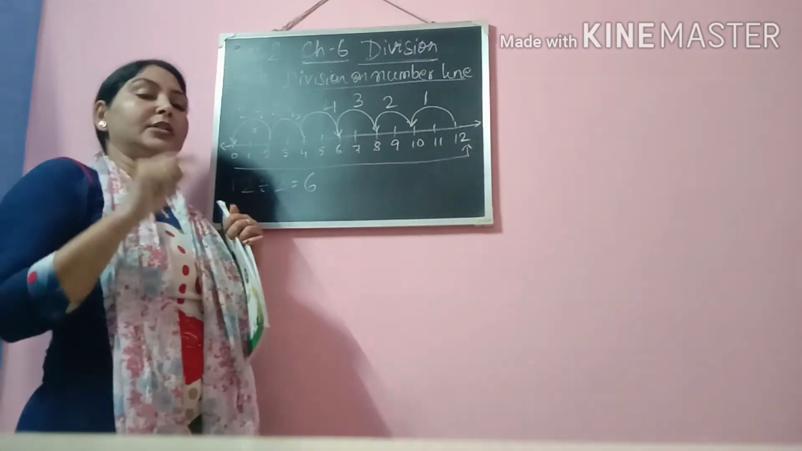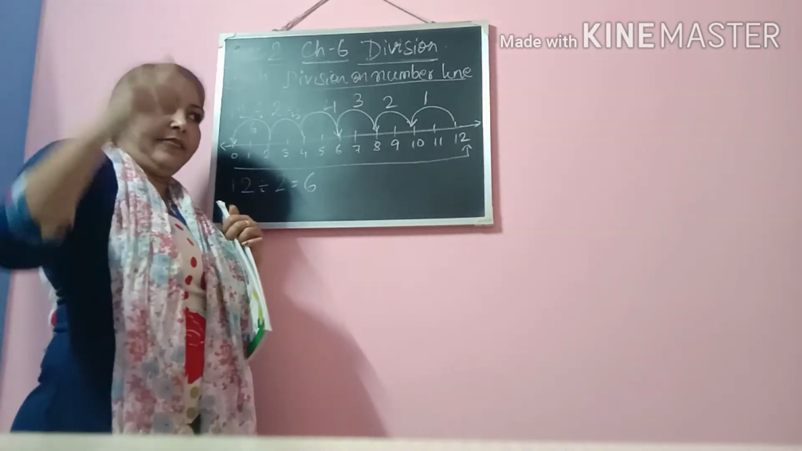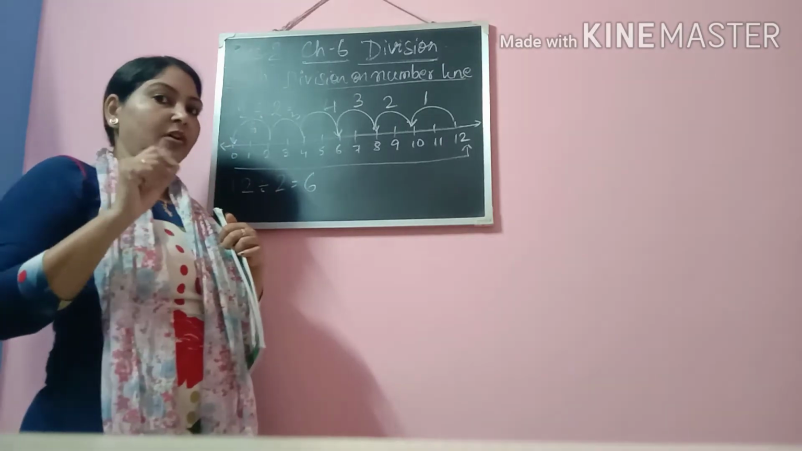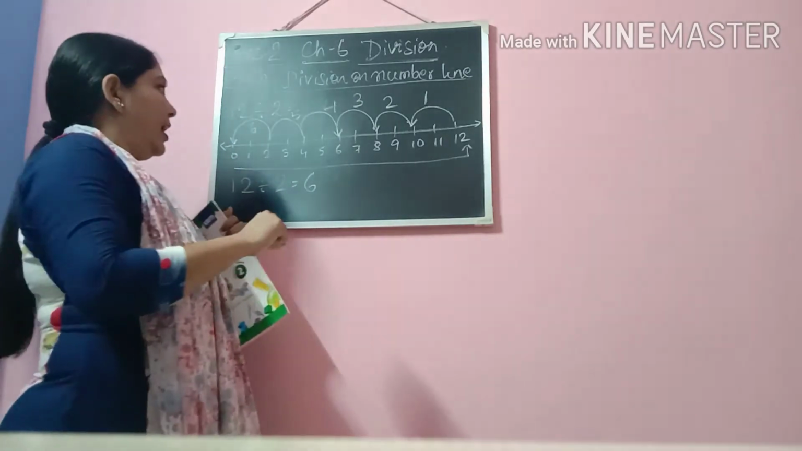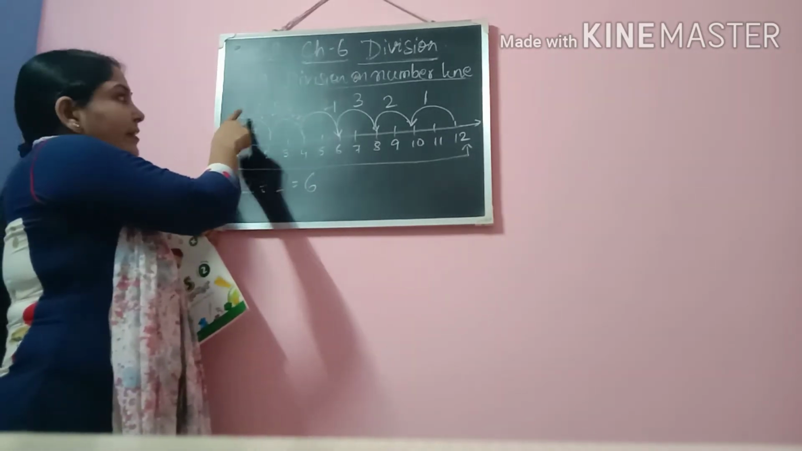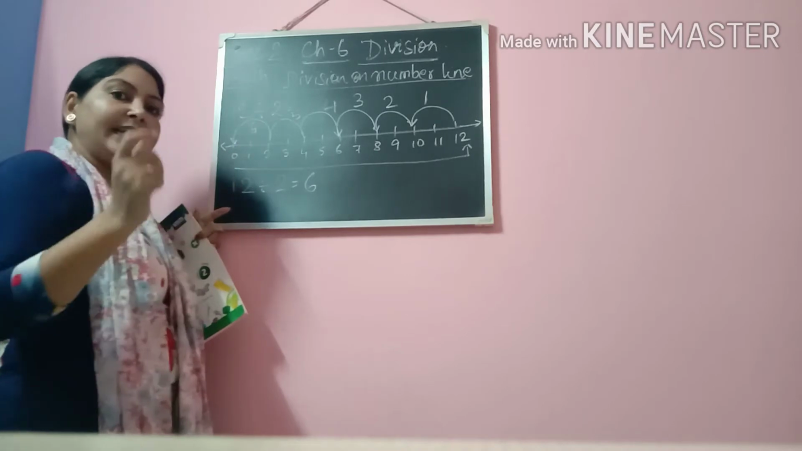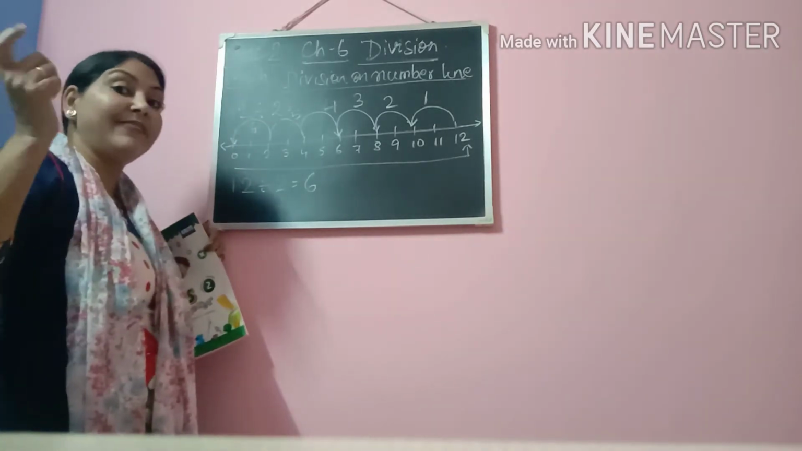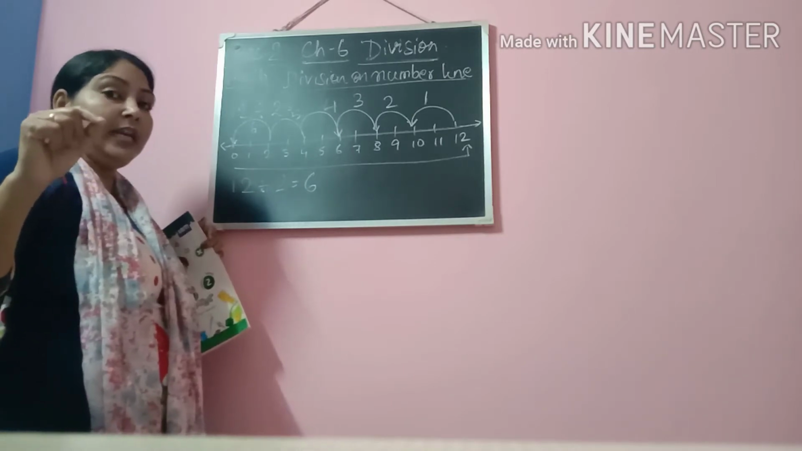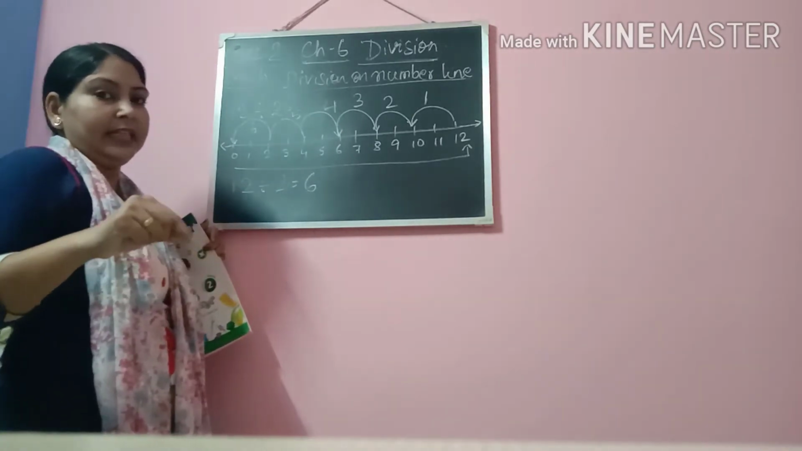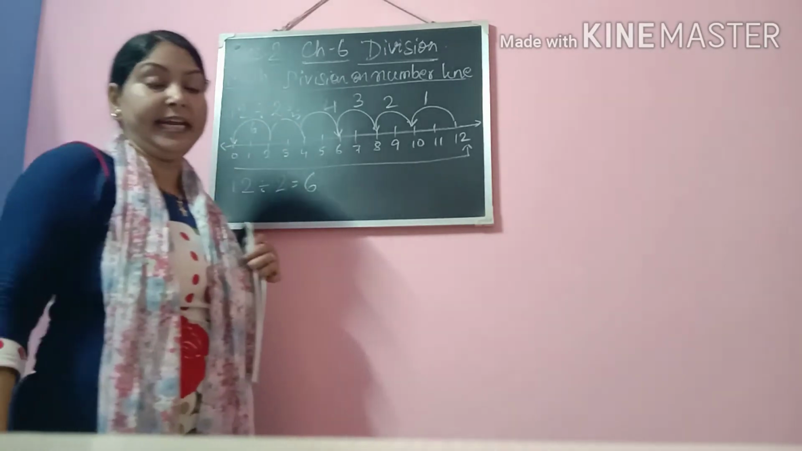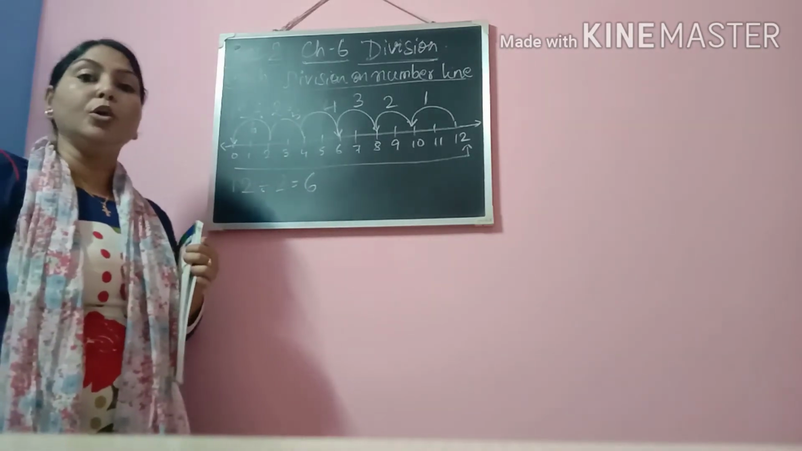The 12 is called the dividend. When you go to class 3, you will learn all the components of division. Here also I'll just introduce what these are called. This is dividend, this is divisor. Dividend is the number which is being divided, and 2 is the number which is dividing the dividend. That is, 2 is the divisor, and the answer which we get after dividing is called the quotient.